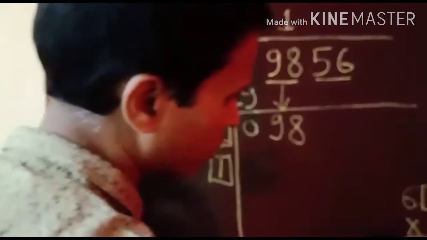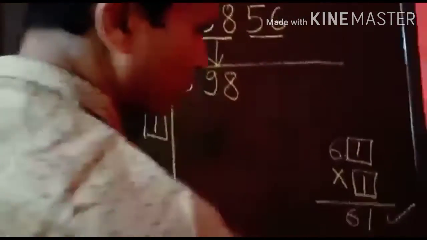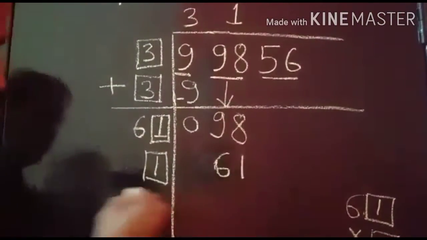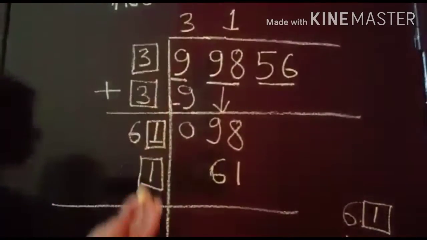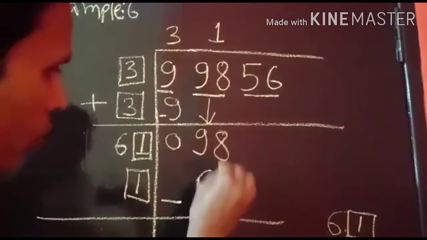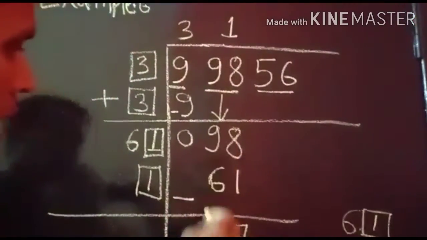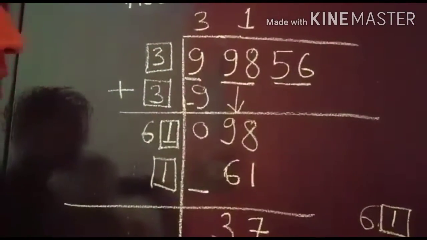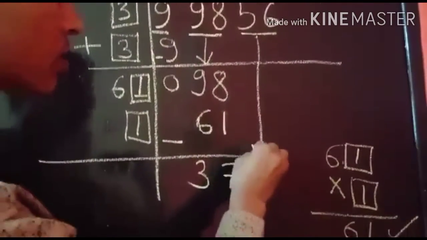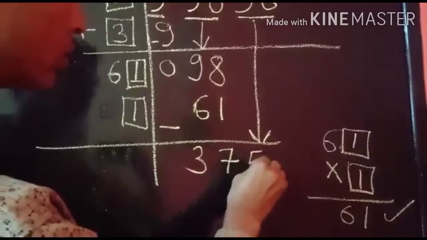And their product is this, we will take. This we can't take because it is more than 98. So 61 is our next number. And we will follow the same procedure. First of all we will subtract it. This is 7 and this is 3, 37. And next, like the division procedure, we will bring down the last period, that is 56.